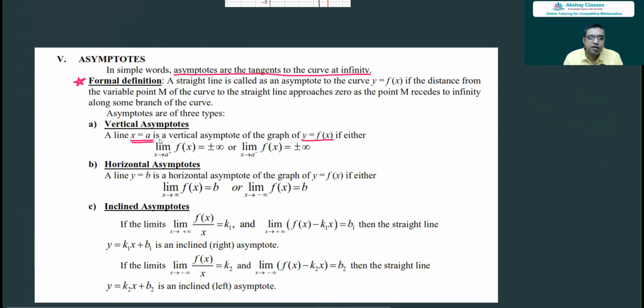So put x equal to 0, y goes to infinity. That means, put x equal to a and f of x goes to infinity. Then understand that it is a vertical asymptote.